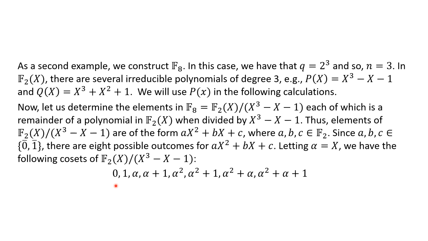So the possible elements of our F8 are 0, 1, alpha, alpha plus 1, alpha squared plus 1, alpha squared plus alpha, and alpha squared plus alpha plus 1. This one here is a case where a, b, and c are 1. I'm just taking different combinations of a, b, and c being either 0 or 1, and that'll give us our 8 elements. So our task from here is to do the addition table, so it'll be an 8 by 8 table, and then the multiplication table for these elements, and then we'll have constructed our F8.